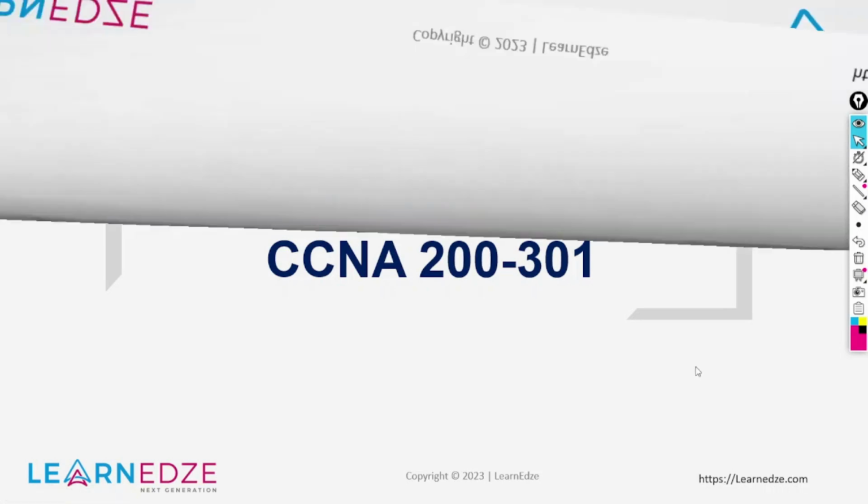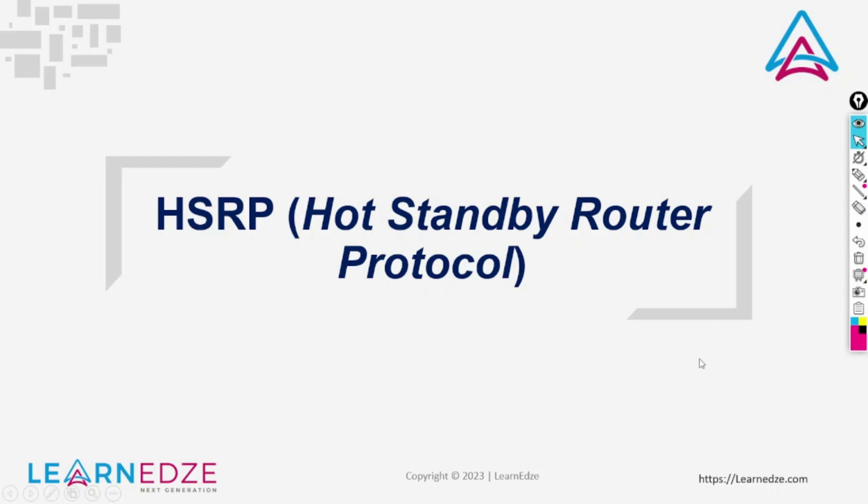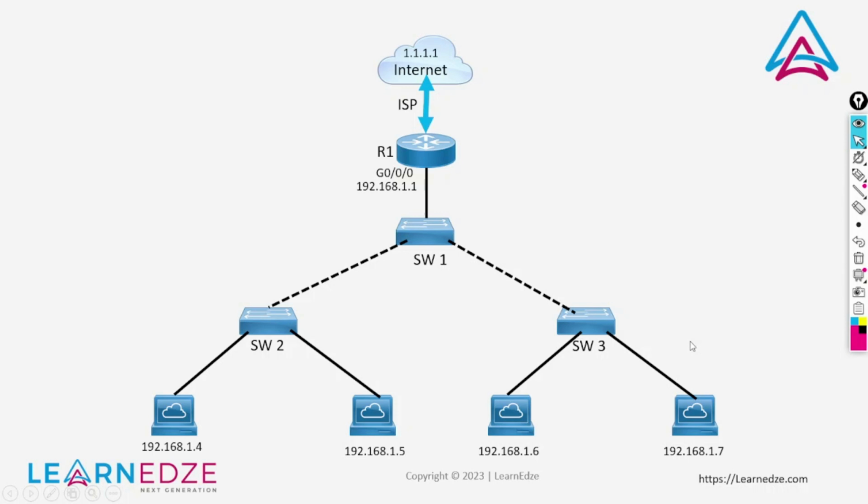In this session, we are going to discuss one of the redundancy protocols introduced by Cisco, that is HSRP, Hot Standby Router Protocol. To understand the HSRP scenario, let's take an example of an organization. Let's say this is an organization network where this local area network is connected to this router R1, and through router R1 it will go to the internet and serve the internet.